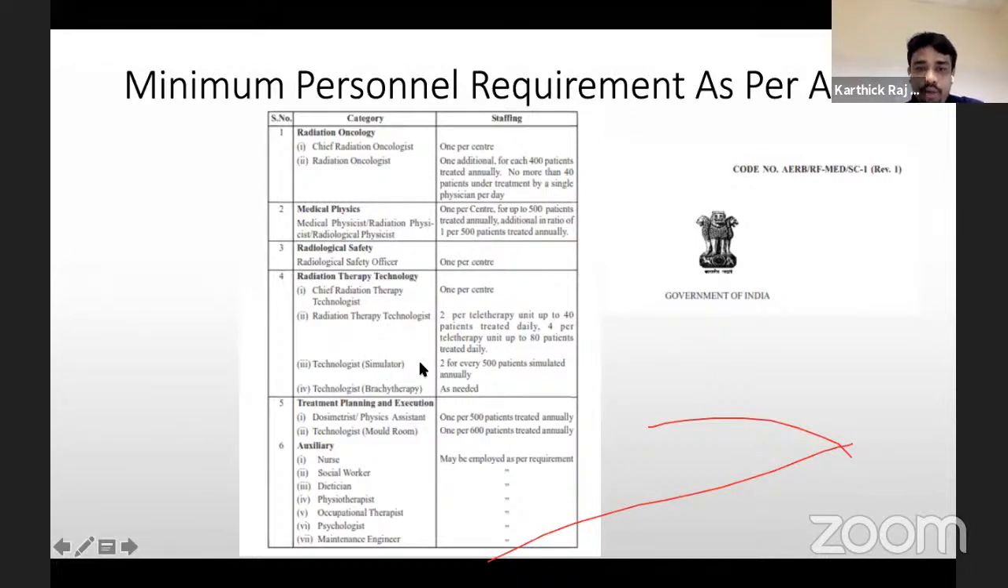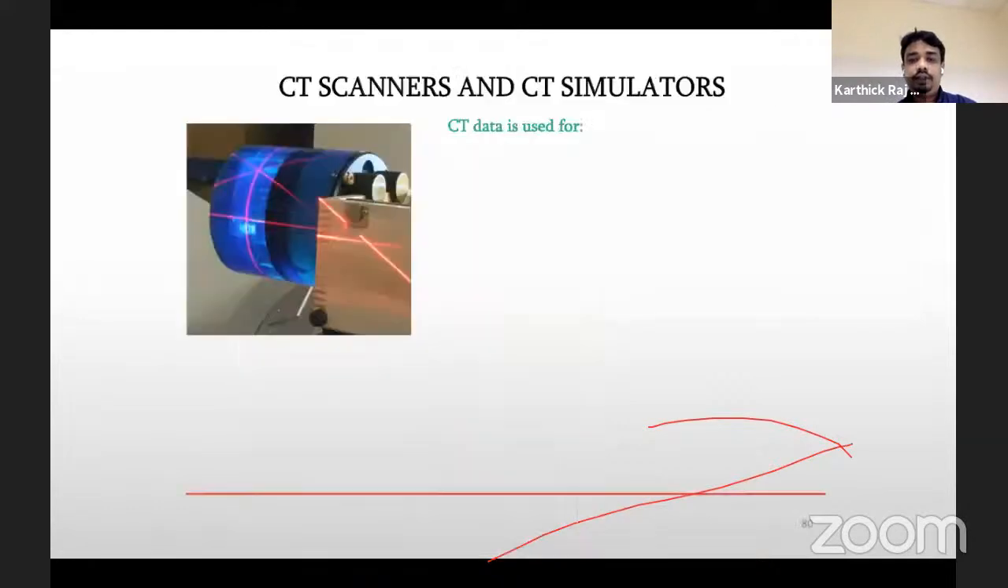And the technologist, two per teletherapy unit up to treating 40 patients daily, and four per teletherapy unit up to treating 80 patients daily. For a simulator, the recommendation is two for every 500 patients simulated annually. For brachytherapy, it is as per need; there are no strict restrictions. If you have a mold room technologist, one per 600 patients, and a dosimetrist and physics assistant, normally it is not recommended here, but still, if there are more than 500 patients you need one more physicist and a physics assistant.